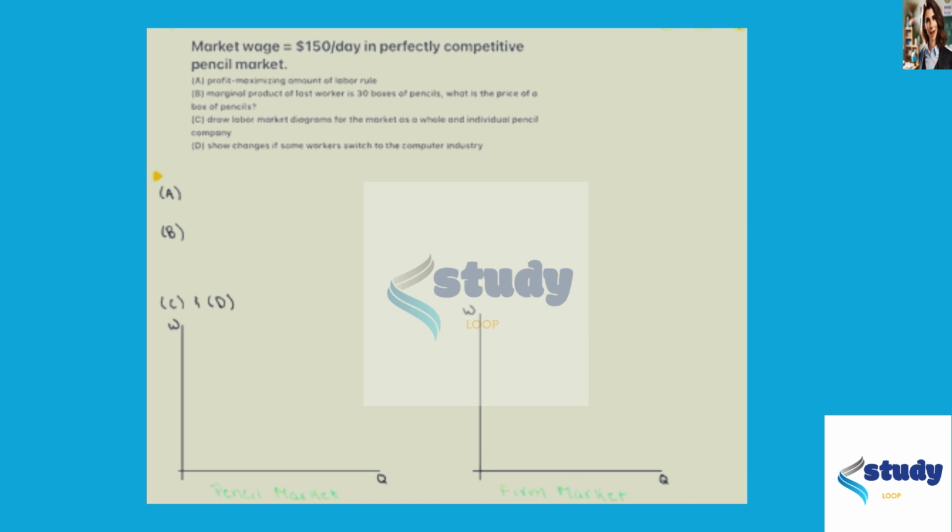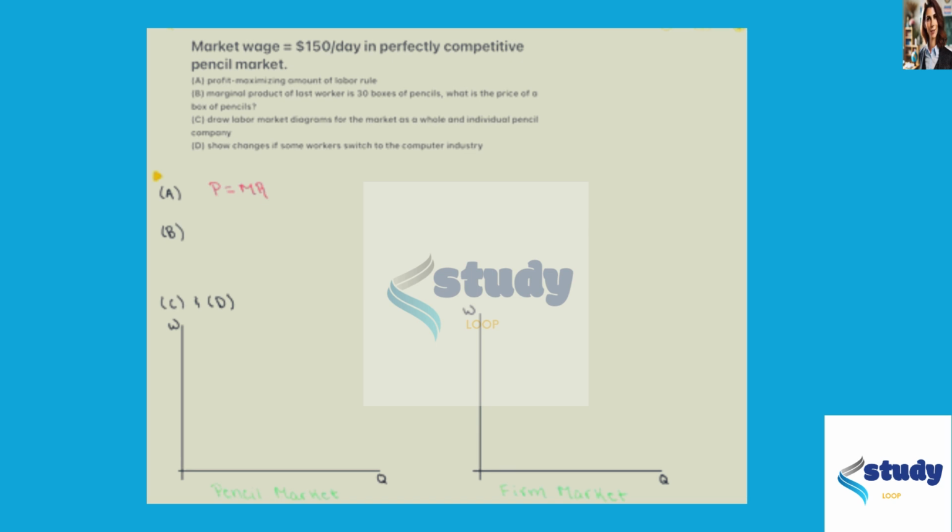In this example, we are working with the labor market for an individual firm and the market as a whole for the pencil market. And we're assuming that both of these markets are perfectly competitive, and we're given that the market wage is $150 per day. Part A here is asking us to identify what the profit maximizing amount of labor rule would be, and we know that that's where price is equal to marginal revenue. And then part B is asking us to calculate what the price of a box of pencils is if the marginal product of the last worker hired is 30 boxes of pencils.